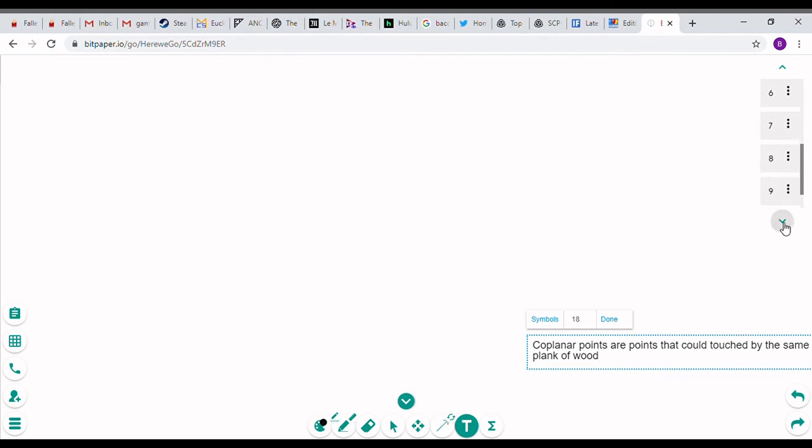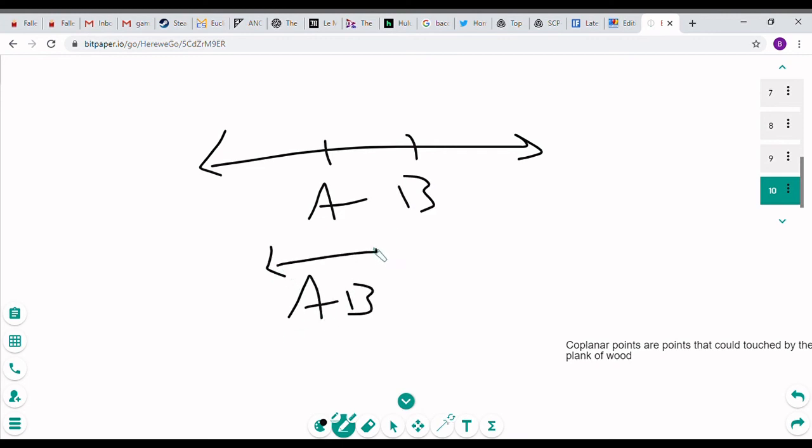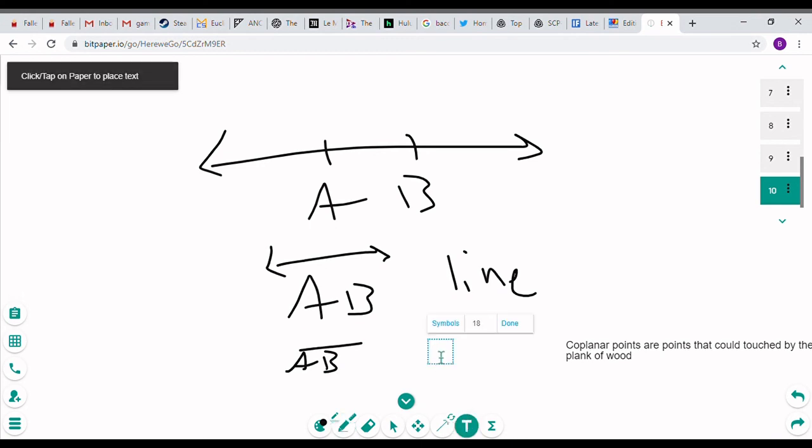Okay. Now, there's a difference in lines that go on forever and lines that don't go on forever. So, the line that goes on forever is called AB with an arrow over it. That's the whole line. AB with just a line over it is called a line segment. So that's just a shorter bit.